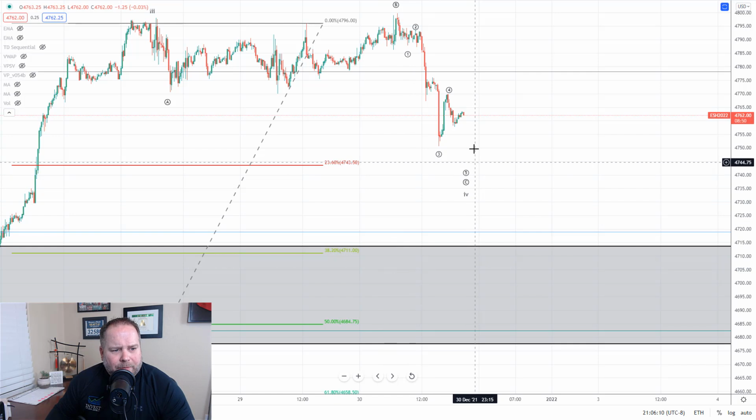So if they do break the 47.11, then we should start to be on alert that the bears are in control and trying to push this down through the pivot. But again, I expect them to hold this area up here.